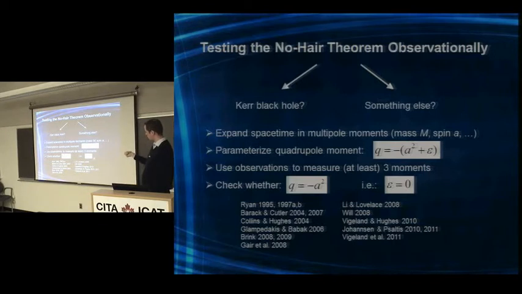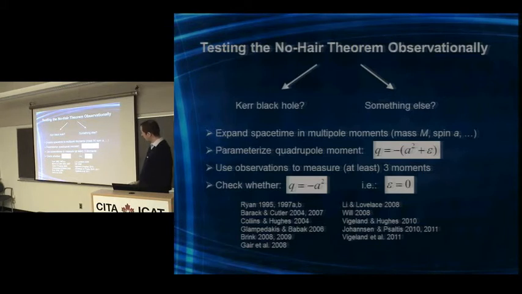In other words, whether epsilon is really equal to 0 or not. If epsilon is equal to 0, then we know that we have a Kerr black hole. If epsilon is not 0, then there are 2 possibilities. If we assume general relativity as the underlying theory, then we know that the object cannot be a black hole, simply because a Kerr black hole is the only one in general relativity.